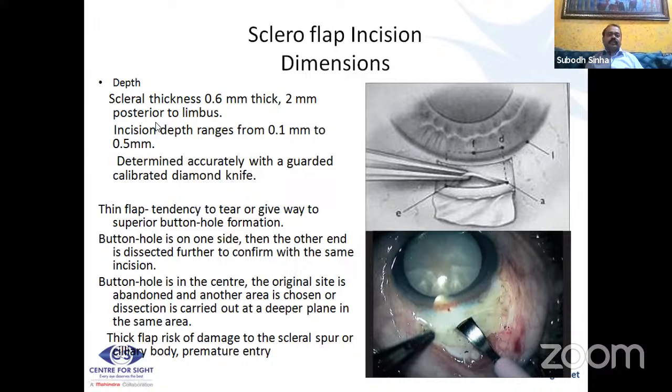If your depth is less, it may lead to a thin flap, which may lead to buttonhole formation. And suppose there is a buttonhole formation on one side, then you can start from the other side. If it is in the center, you have to either abandon that area and go to the other, or you can even try to do a dissection at a deeper plane. If your flap is very thick, meaning you are going very deep, this may lead to premature entry or damage to the scleral spur and ciliary body.